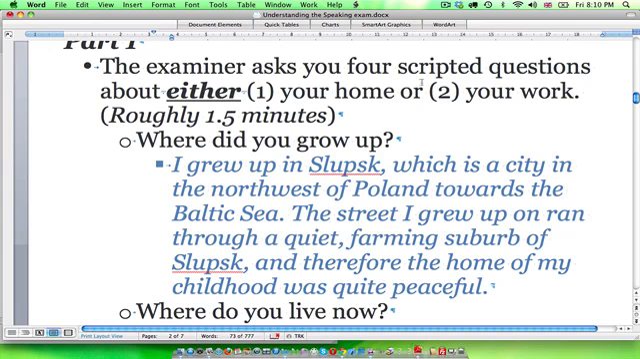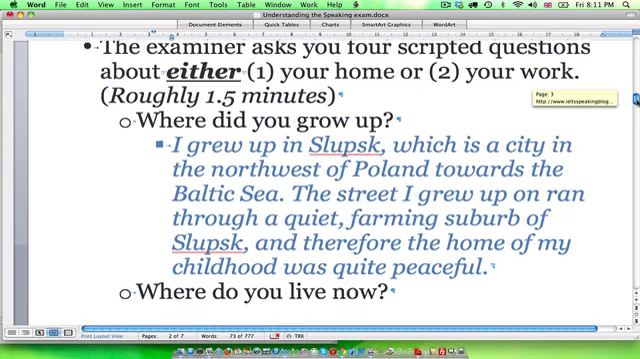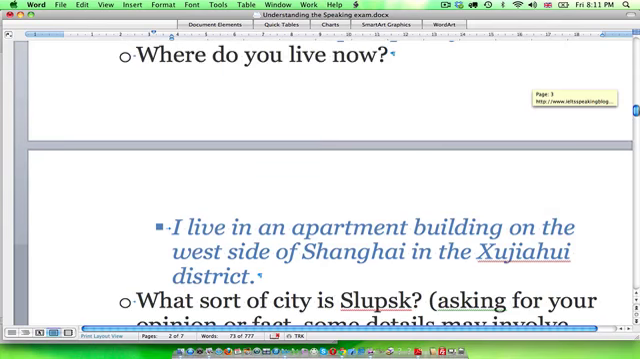The street I grew up on ran through a quiet farming suburb of Ślubsk, and therefore the home of my childhood was quite peaceful. Okay, that would be a full response to that first question. Now, I'm going to share some full responses, and then as we move along, I'll share just little phrases that you can apply to your own responses.